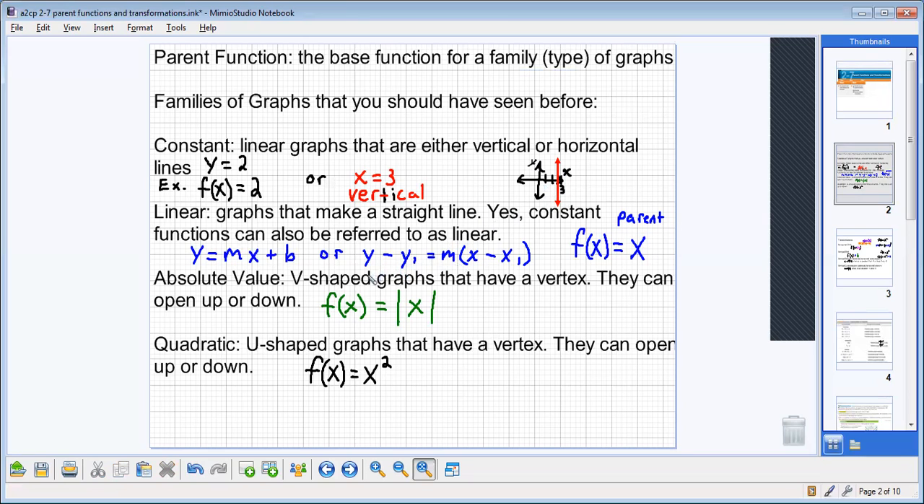Linear graphs, now those are the ones we express as y equals mx plus b or f of x equals mx plus b. And then we have point slope form here as well. The parent function for that would be f of x equals x. Absolute value functions, f of x equals the absolute value of x. And then we've got quadratic functions, f of x equals x squared. So all of these are the parent functions, stuff that you should be quasi familiar with, definitely more familiar with after this lesson.